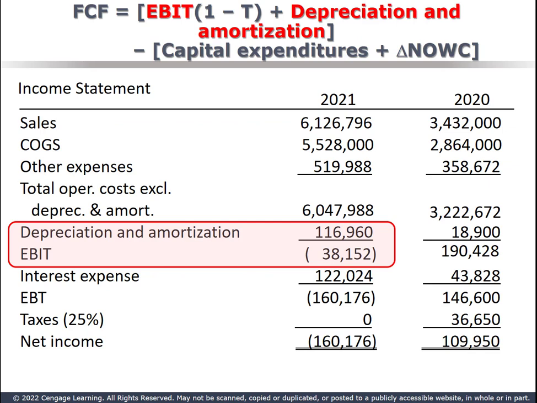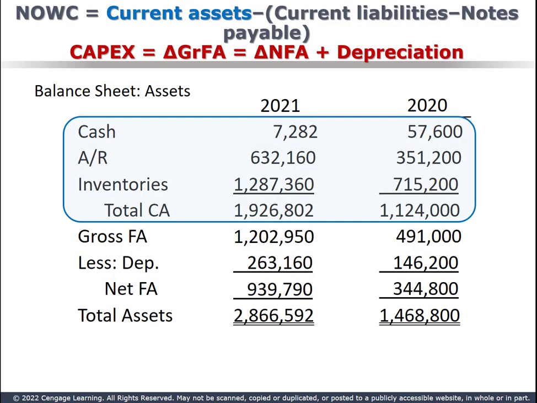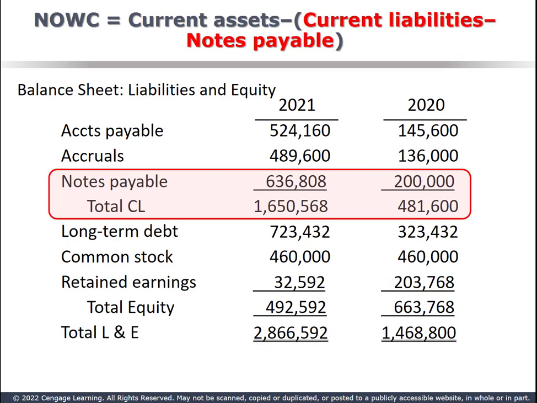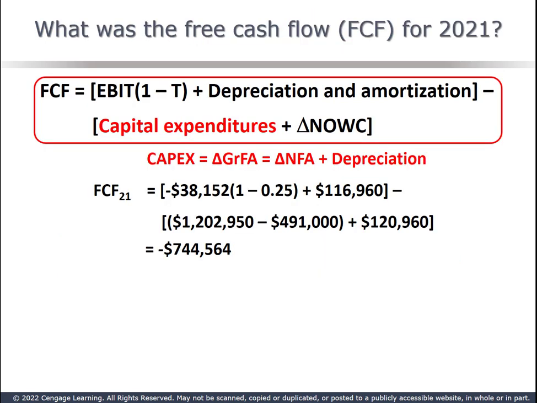So let's walk through where each element of free cash flow comes from. Right here, EBIT and depreciation come from the income statement. Current assets and both gross fixed assets and net fixed assets can come from the balance sheet. Many times balance sheets only show net fixed assets. Finally, current liabilities and notes payable come from the balance sheet. Putting it all together, there's our negative $744,564.